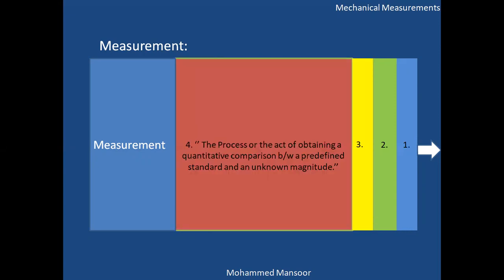So basically, the measurement can be defined as the process or the act of obtaining a quantitative comparison. Since I have used the word quantitative comparison here, there should be two aspects to be compared. One is the predefined standard, and the second is the unknown magnitude. A predefined standard is a standard which is previously defined and set. For example, a meter scale can be called a predefined standard in length measurement. In case of weight measurements, the dead weights can also be called predefined measurement standards.